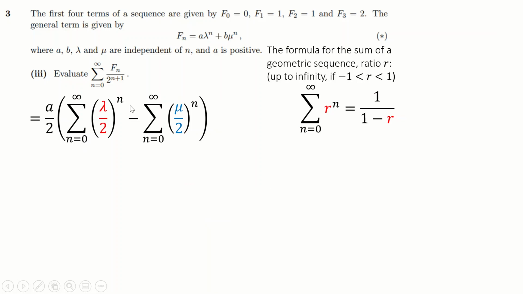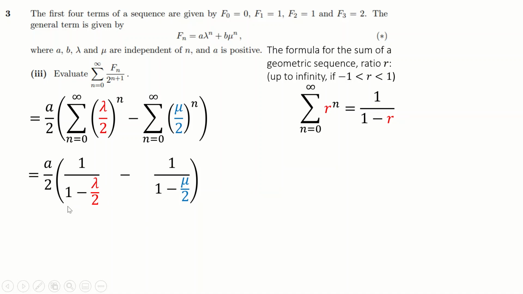separately. So this one becomes 1 over 1 minus lambda over 2. And this one becomes 1 over 1 minus mu over 2, just from this formula. The a over 2 stays over here on its own. It's irrelevant right now. Now I'm going to sort out this fraction on the bottom.